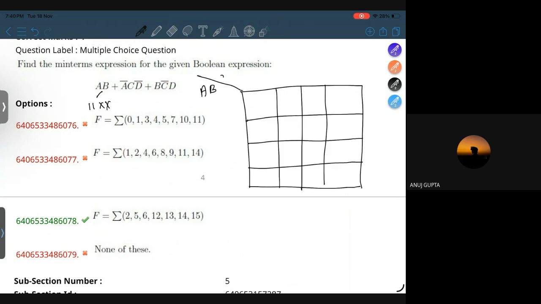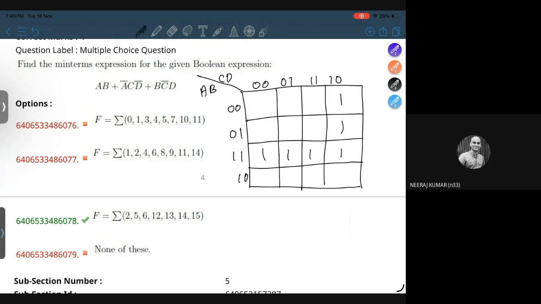A, B, C, D, so AB is this thing. AB is 1 1. So A naught C D. A naught is the first two rows, and C D naught is the last column, I believe. Yes, so these two.